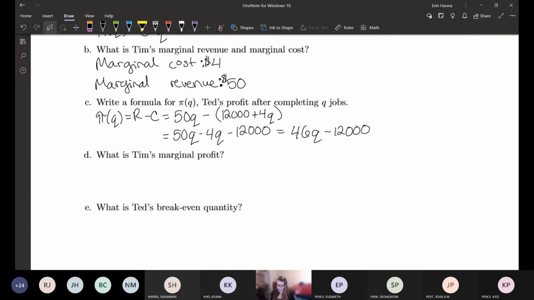What is Tim's marginal profit? So again, we can talk about marginal in terms of anything. What is the slope of the profit function we just found? It was 46. So our marginal profit is 46. So essentially for each lawn he mows, he's actually able to take home $46. That might go towards paying off the $12,000 of the fixed cost by any means. But technically that's $46 that he can do whatever he wants with.